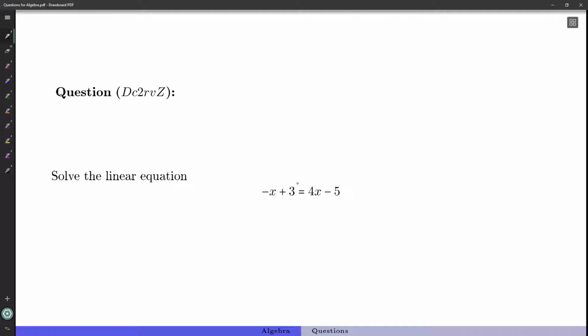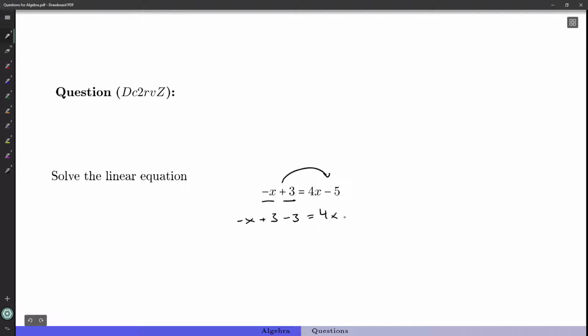So actually, let's bring everything onto one side. I'm going to bring everything over here onto the right-hand side. So what do I have on the left? Well, I've got minus x plus 3. How are we going to get the plus 3 over to the other side? Well, to get rid of the plus 3 over here on the left, we should subtract 3.